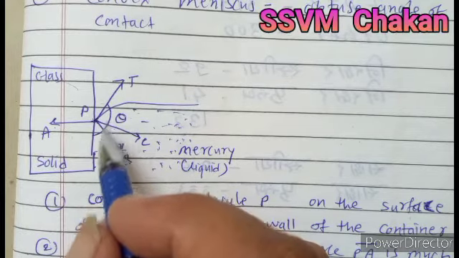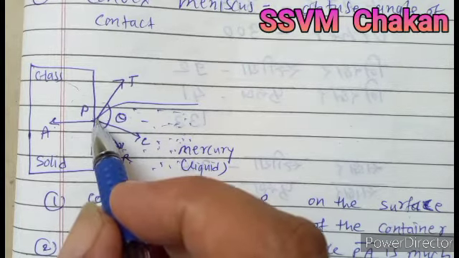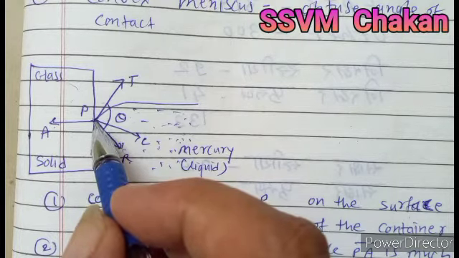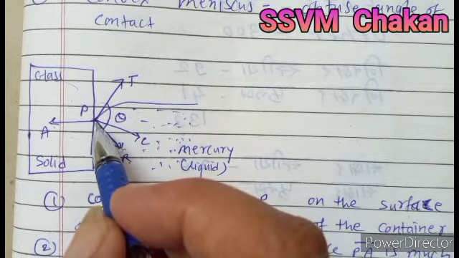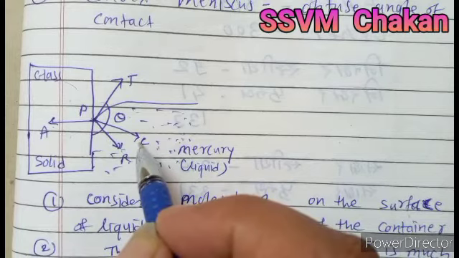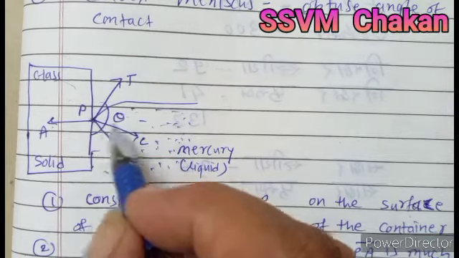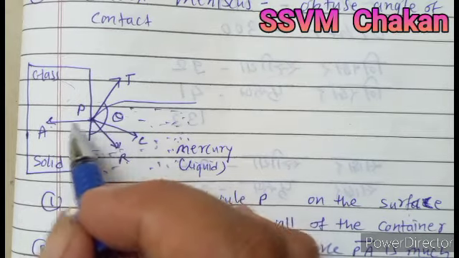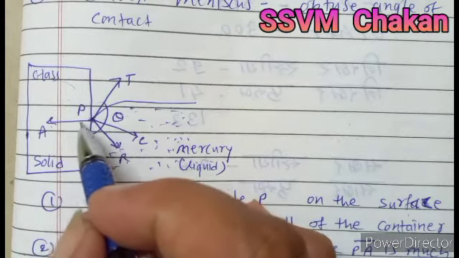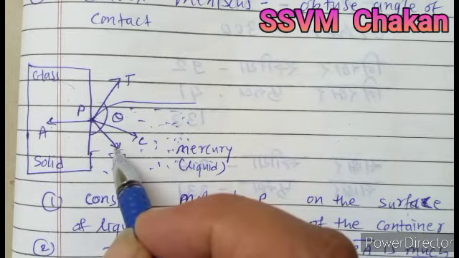Other molecules also apply a force on the mercury molecule at point P. The net force acting on the mercury molecule at point P due to the other mercury molecules is denoted by PC bar. PC bar attracts this mercury molecule towards itself, and PA bar also attracts the mercury molecule towards it. So the resultant force acting on the mercury molecule at point P is PR bar.